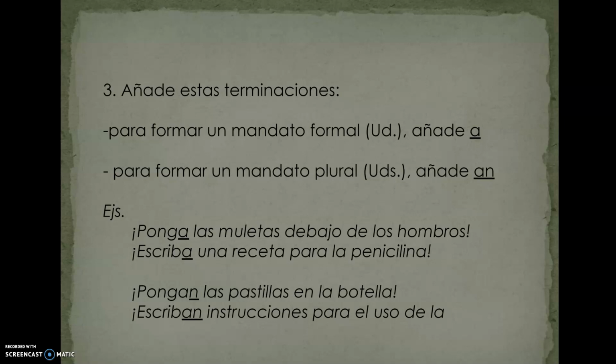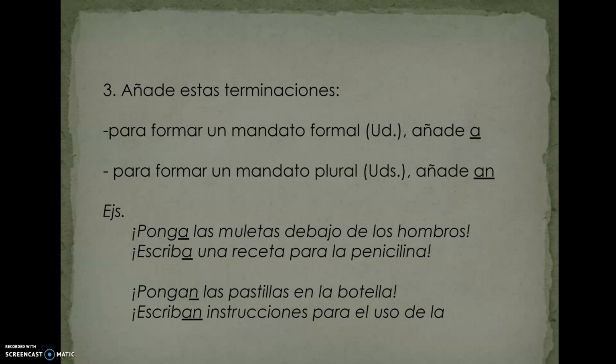So, por ejemplo, tenemos ponga las muletas debajo de los hombros. Put the crutches under your shoulders, see? Escriba una receta para la penicilina. Write a prescription for penicillin. So those are both usted commands, so formal commands.